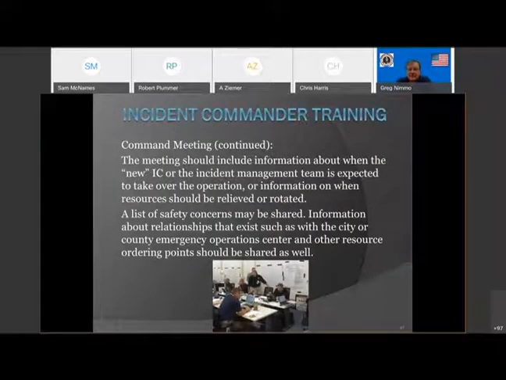The command meeting has this new or incoming IC, and you have to tell that person, when are you going to take this over? So you're going to go get your crew, and you're going to start working on an incident action plan. Do we expect you to take this over in an hour, 2 hours, 3 hours, or are you taking over when you walk out the door? That's something that needs to be looked at very closely, and you have to have a realistic expectation.